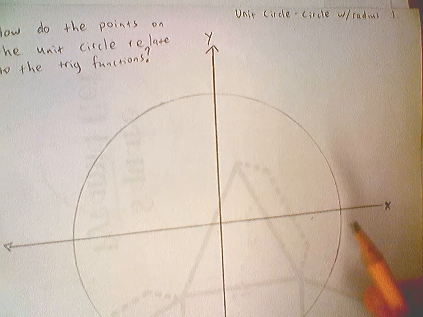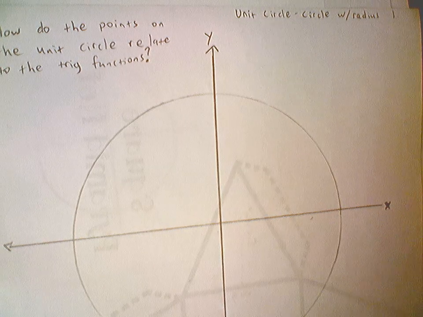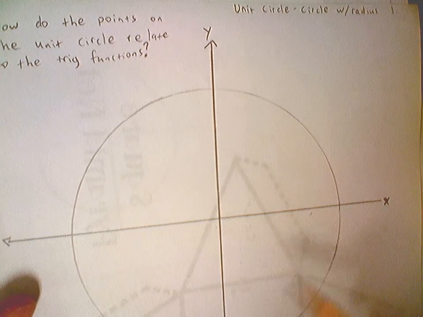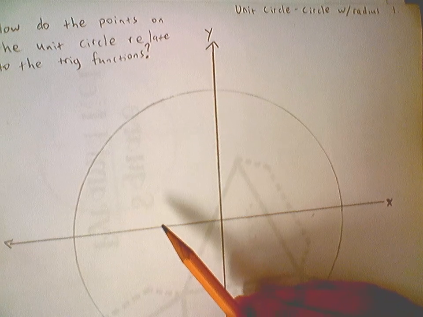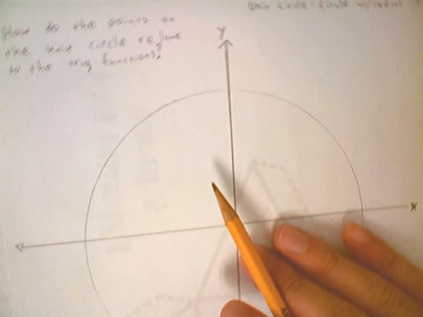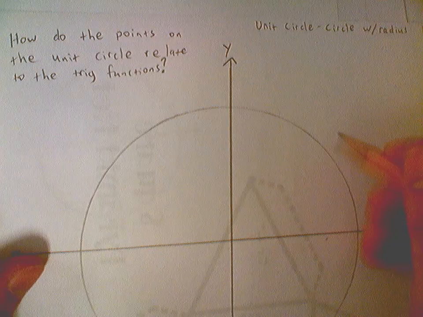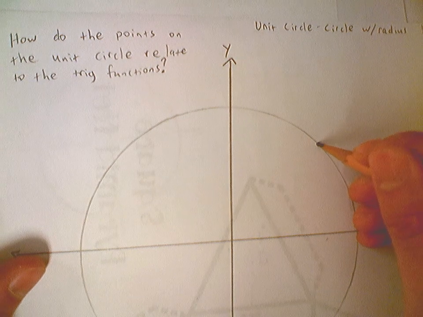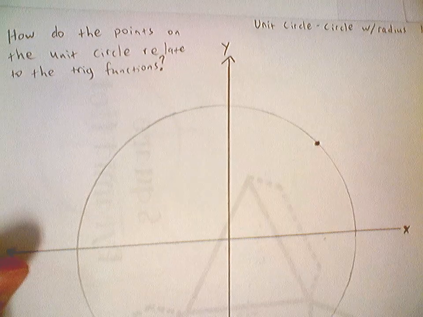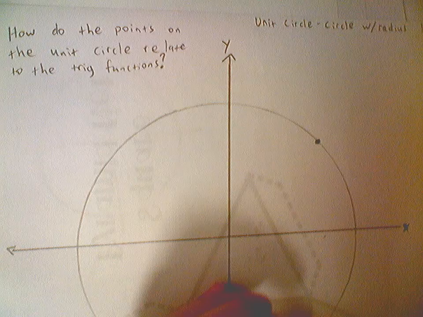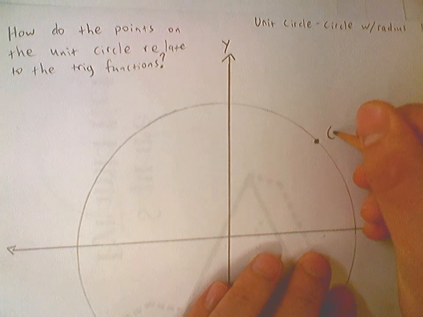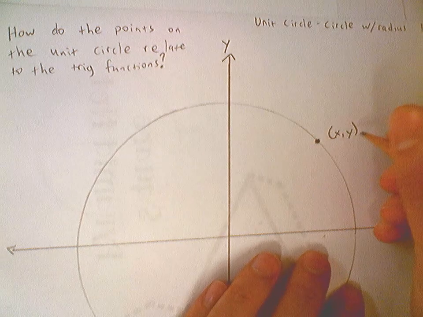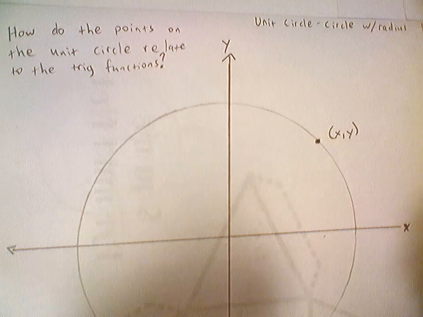The big thing that we've got to wrap our heads around here in the beginning is, how do the points on this circle relate to the trig functions? So let's start with just a point somewhere on this circle. I'll say right here. We'll keep it general. So I'm going to say this point is x, y.